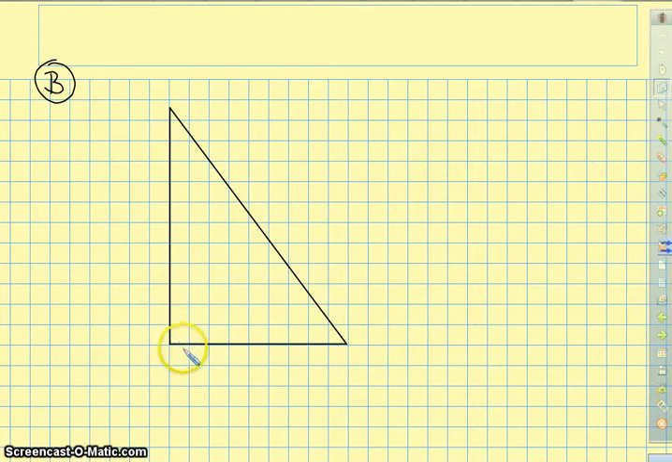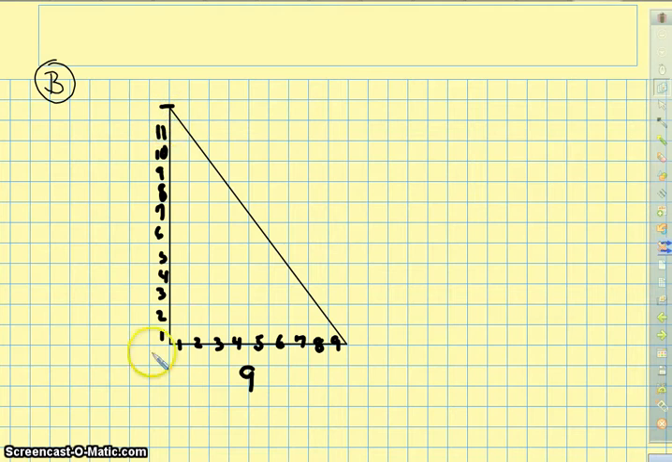Okay, now you're going to have to, again, add these units up. So we have 1, 2, 3, 4, 5, 6, 7, 8, 9 units long. And then how many going up? You have 1, 2, 3, 4, 5, 6, 7, 8, 9, 10, 11, and this would be a half. So we have times 11.5, and again we're going to divide this by 2.